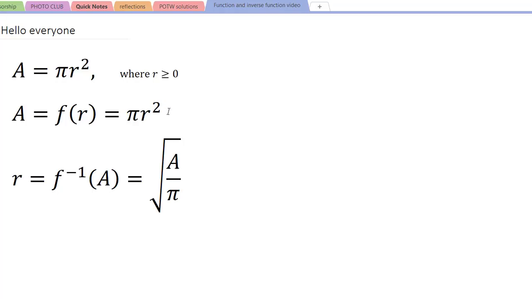The inverse of that is found by solving for the variable r. So r is equal to the square root of A over pi, and we can write that with function notation because this is a function. f inverse of A is root A over pi.